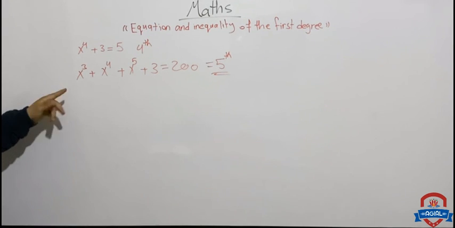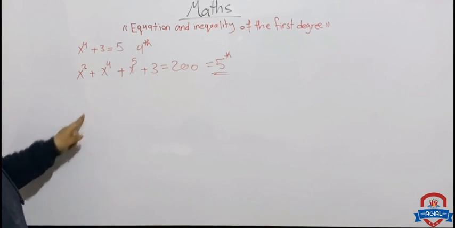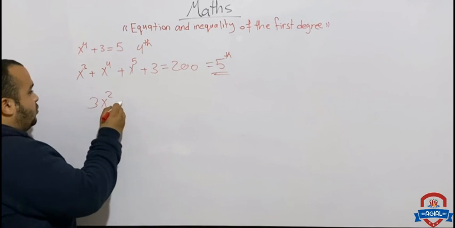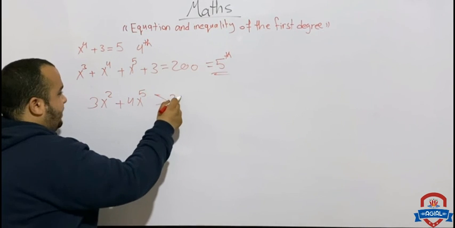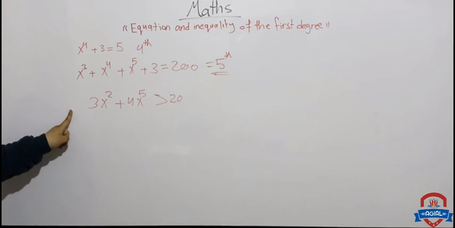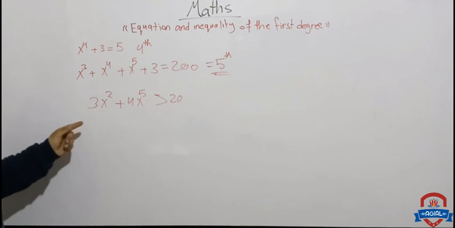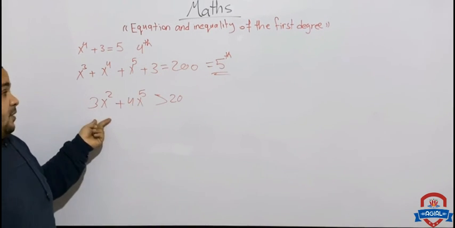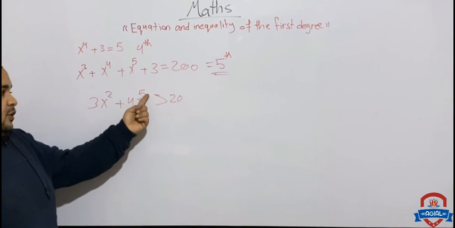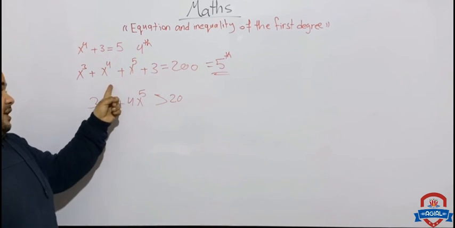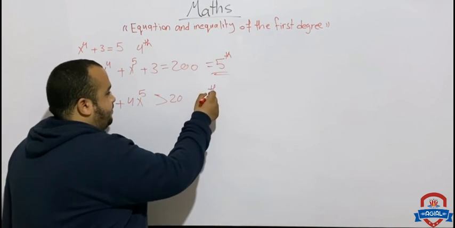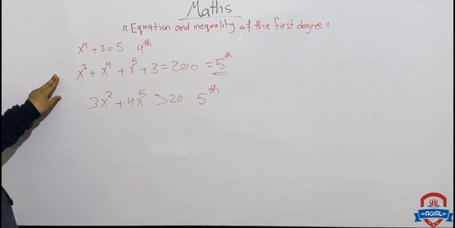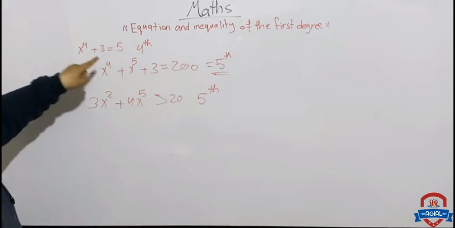Let's do the same with the inequality. If we have this inequality, 3x to the power of 2 plus 4x to the power of 5 is more than 20, can we say this inequality is of the second degree? Of course not, because we have x here to the power of 5 and 5 is greater than 2. So this inequality is also of the fifth degree. So the degree is denoted by the highest power of the unknown in the equation or inequality.